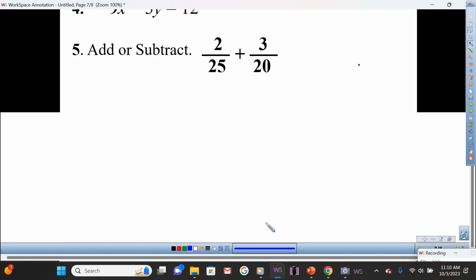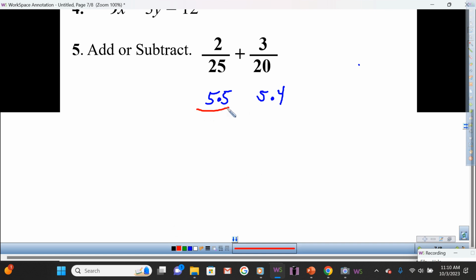Let's see, how did we do this one yesterday and the other day? I said, what would be the GCF for these two denominators? Tell your neighbor, GCF for the two denominators. Everyone? 5 and 5. So, how do we write 25 using 5? 5 times 5. How do we write 20 using 5? 5 times 4.